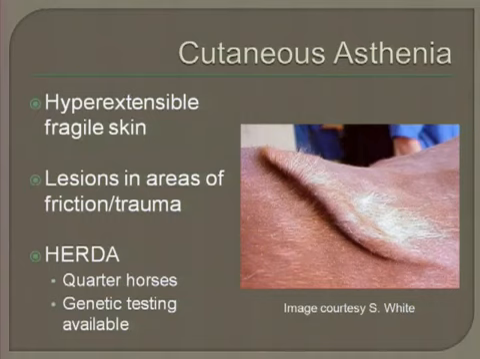So it's sometimes common to see these at about 2 years of age when horses start training with bridle, tack, and saddle, when they develop these widespread ulcerations at the points where those things are applied. HERDA is the more infamous form of cutaneous asthenia, the most well-known. It stands for hereditary equine regional dermal asthenia, so you can see why we just call it HERDA. It's a problem in quarter horses, and there is genetic testing available, again, through UC Davis to identify carriers for that. HERDA has an autosomal recessive mode of inheritance.